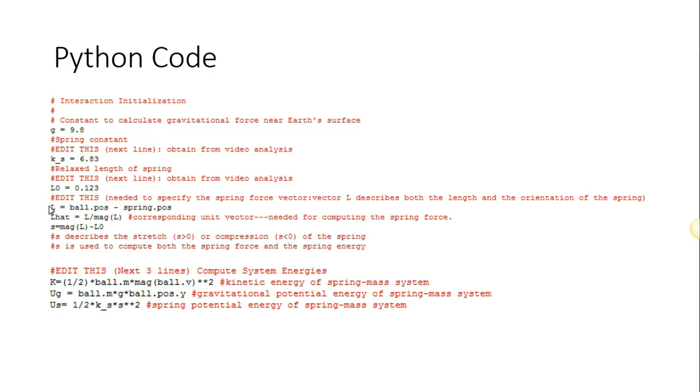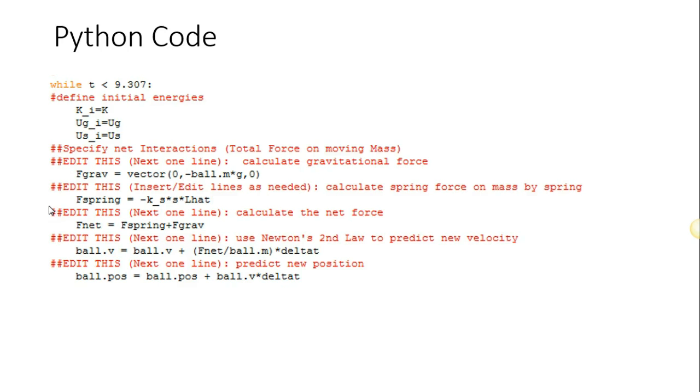I said L is equal to ball position minus spring position, L hat equals L over mag of L, and the displacement then is mag of L minus L initial. To compute the energy systems, I set K equal to 1/2 times mass of the ball times magnitude of velocity squared, gravitational energy equal to mass of the ball times gravitational constant times ball position in the y direction, and the spring energy equal to 1/2 times k times the displacement squared. Then I set a while loop, while t is less than 9.307 seconds, which is the last time I had taken from Tracker, and I set initial K values, initial UG values, initial US values.